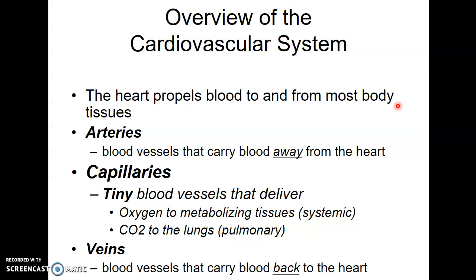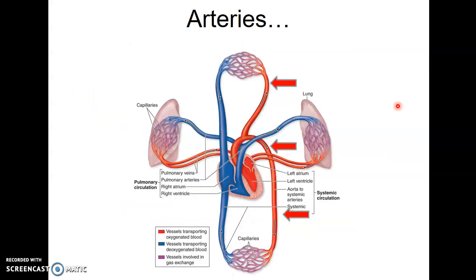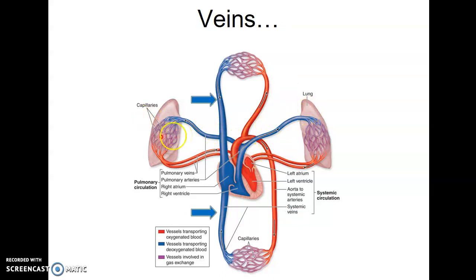My veins carry blood back to the heart. So here are my arteries. You can see in red, our red arteries right here. These are systemic arteries, and they're carrying that oxygenated blood. Now, my pulmonary arteries are carrying deoxygenated blood, but the blood is always going away from the heart. Here are my veins. In the body, on the systemic side, they're carrying deoxygenated blood back to the heart. And then they're bringing oxygenated blood back to the heart from the lungs.